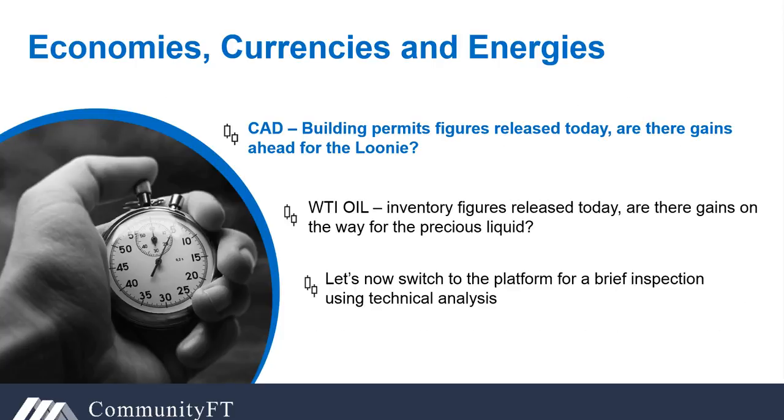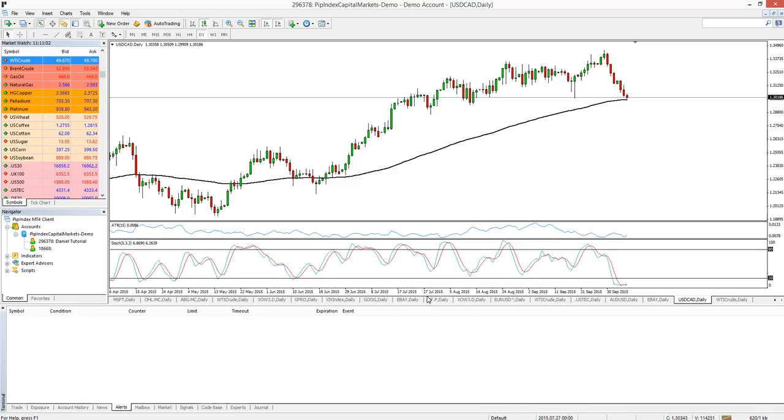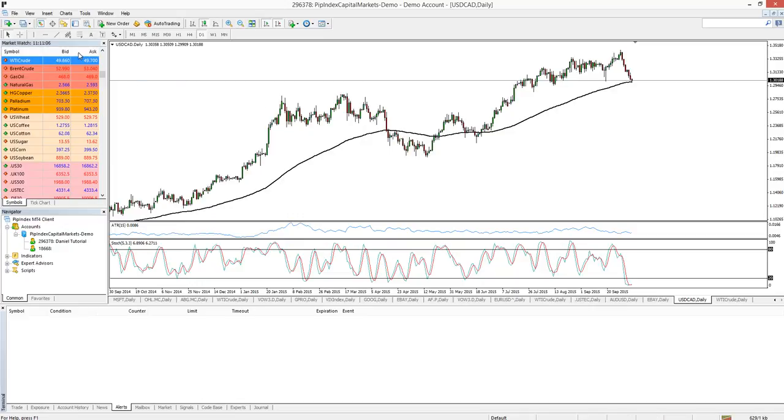On the cards for us today, guys, we're going to take a look at some economies, and actually two quite related asset classes. We'll take a look at the Canadian dollar. We'll also take a look at crude oil. So let's switch to the platform, guys, and let's talk about what we see on Canadian dollar versus the US dollar over the last given period of time.